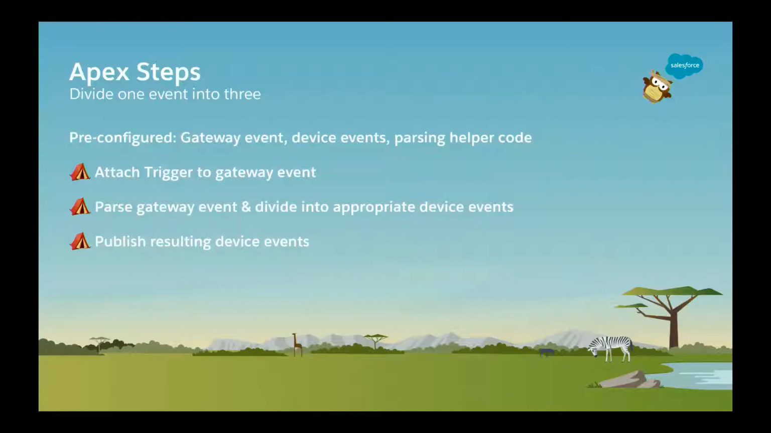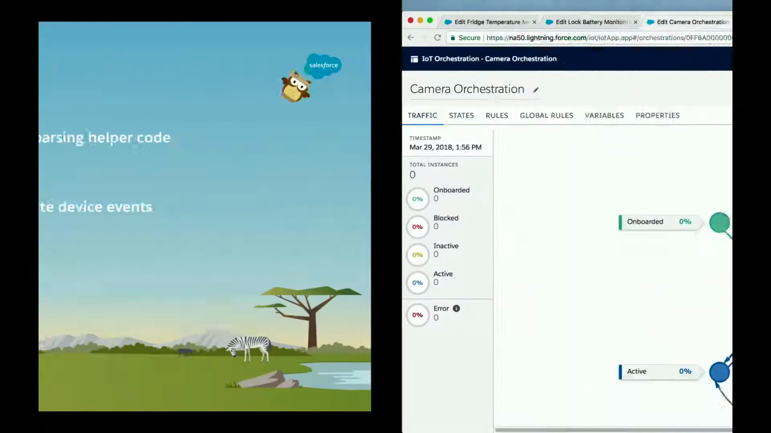So we configured a couple things already. We'll show you really quickly. We did create a platform event that represents that gateway event. And then we created 3 separate device events, one for the lock, one for the camera, and one for the fridge. There's also a little helper class that basically just makes the parsing a little bit easier to read. But that one's pretty straightforward. So let's go take a look at the events so we know what we're dealing with.